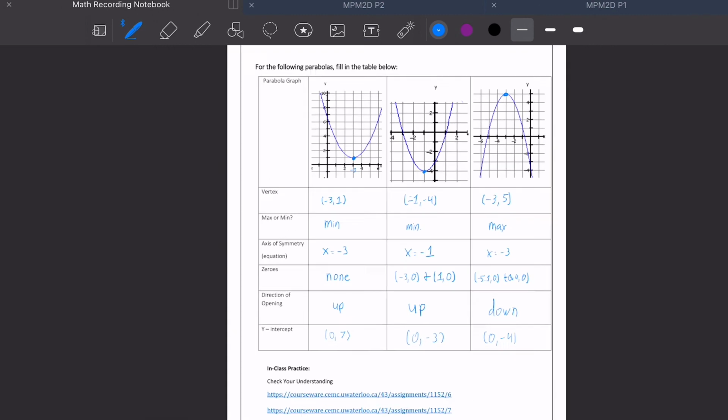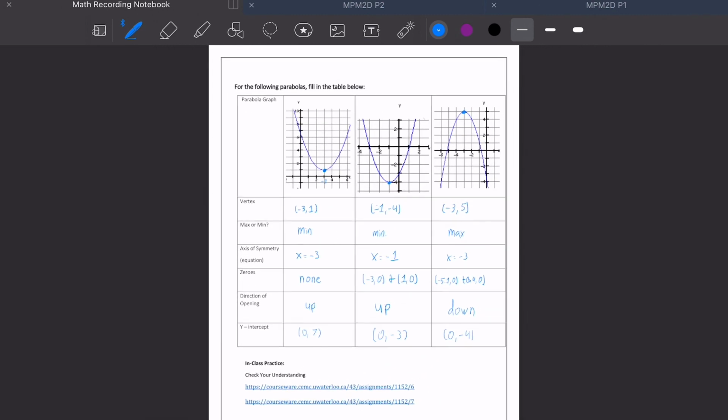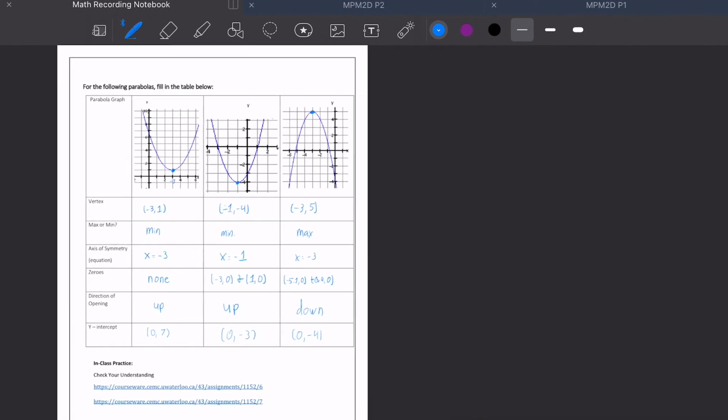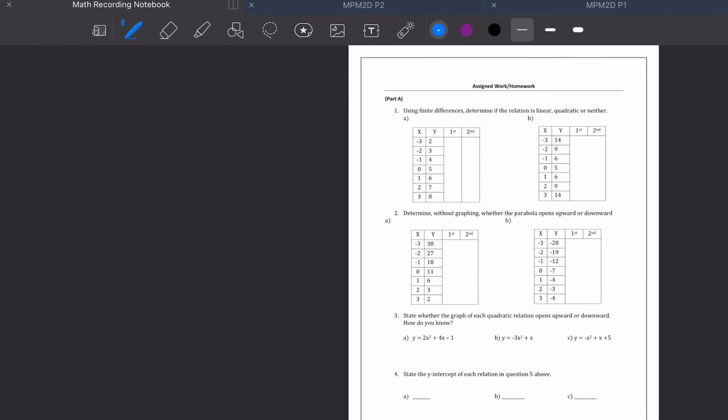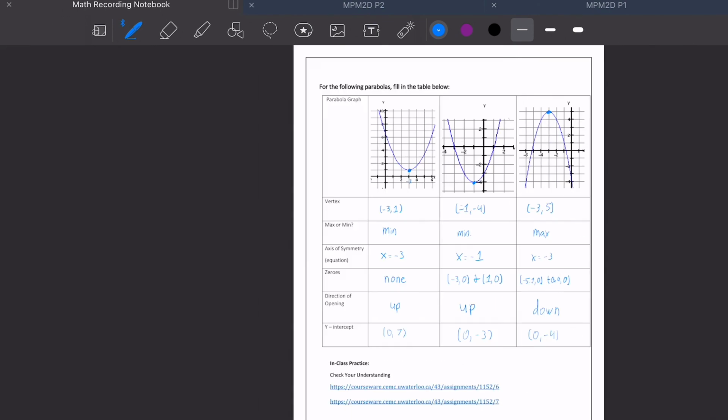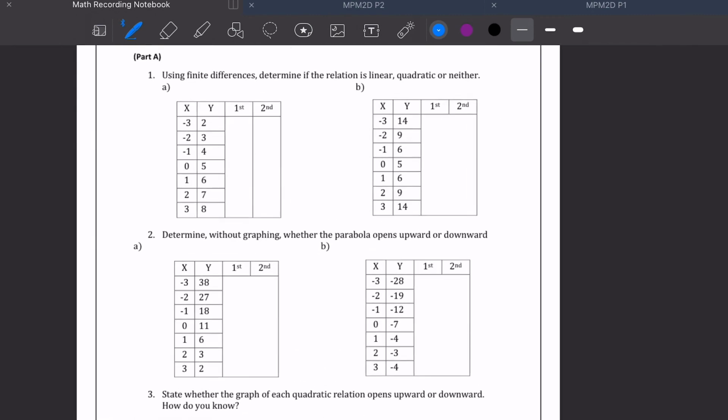Here's some more practice in your document for you to continue and try out. What I want you to do here is a bunch of assigned homework I want you to try out, okay? This is homework. Try it out.